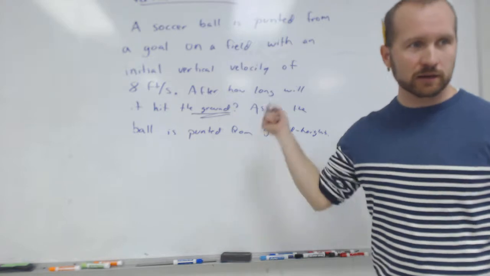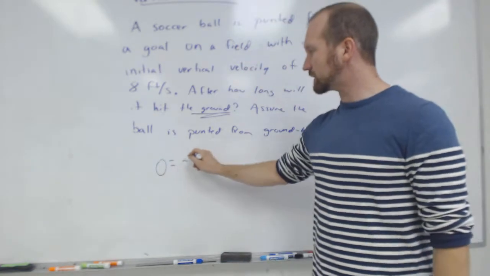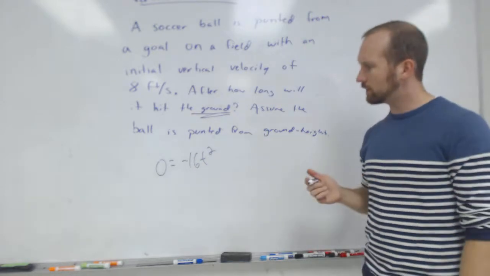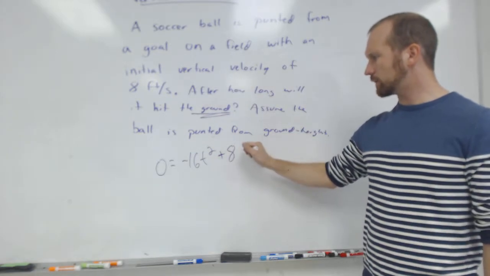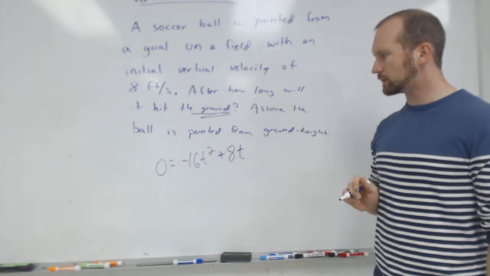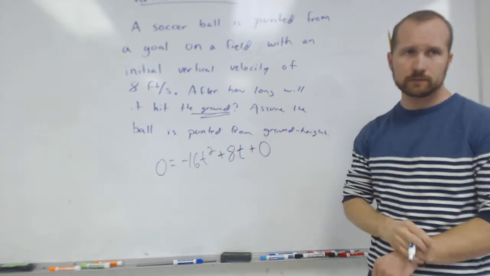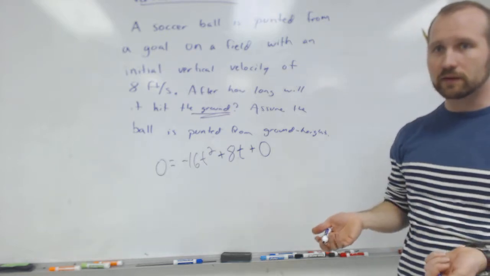H is going to be 0. So 0 equals negative 16t squared. That never changes, at least not right now. What's our initial vertical velocity? 8 feet per second. So we've got 8t. And our starting height is 0. Okay, we can solve this.